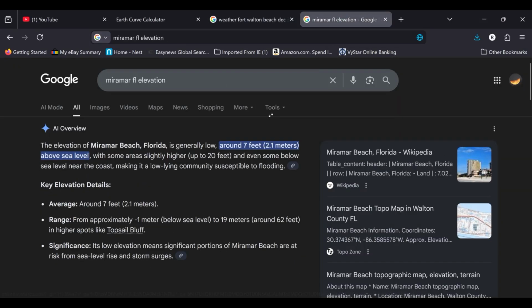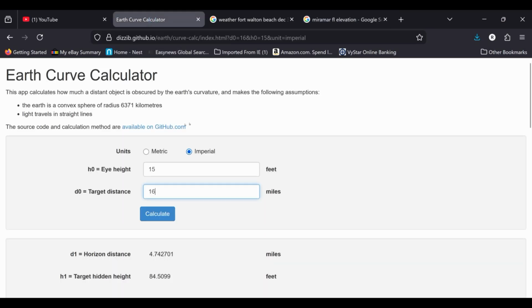That is Miramar, Florida. The elevation of Miramar Beach, Florida is generally low, around 7 feet above sea level. So if you break out your trusty earth curve calculator, put in your eye height of 15 feet, target distance 16 miles, should be 84 feet of earth curve between me and that land I'm seeing.